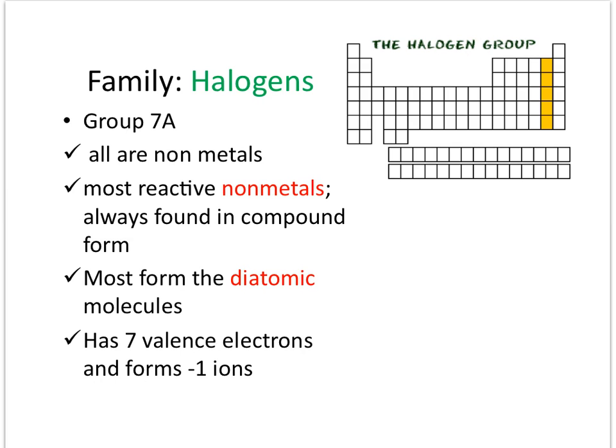On the other side of the table, the nonmetal side, we will hit our first family of nonmetals, which are called the halogens, group 7A. They are all nonmetals, like I mentioned. They are the most reactive nonmetals, and once again, when you're very reactive, you'll always be found in compound form. Most of the elements form diatomic molecules.